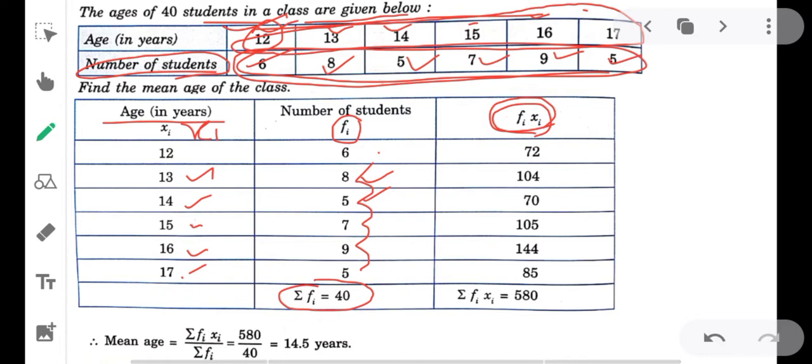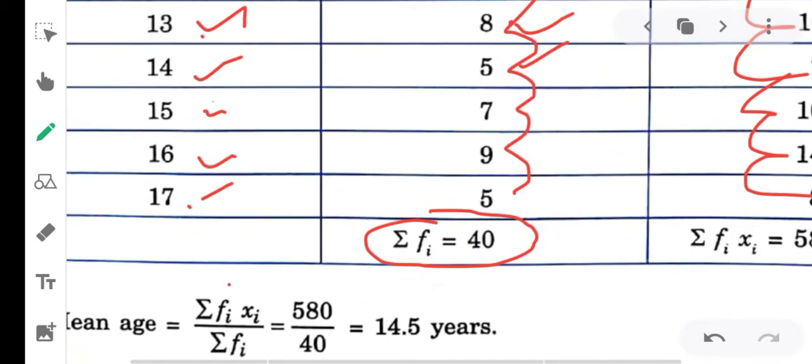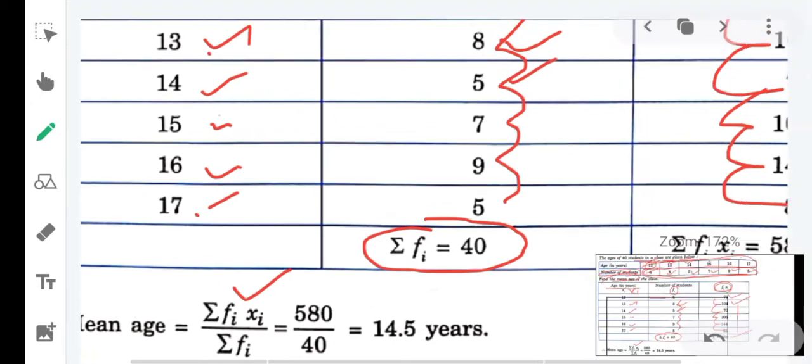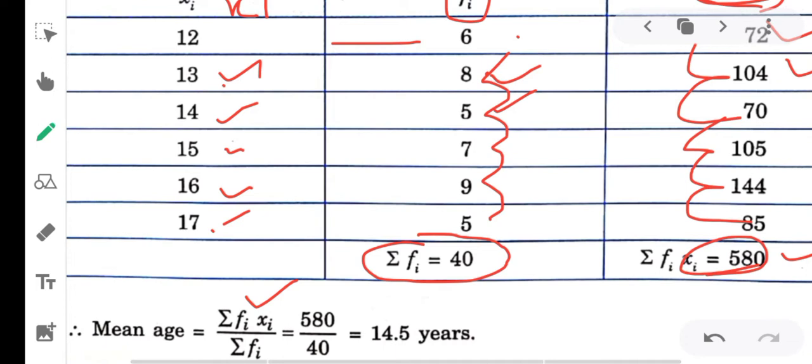for each term. So 12 into 6 is 72, 13 into 8 is 104, and so on. Then at last summation of fi xi equals 72 plus 104 plus 70 plus 105 plus 144 plus 85, that is 580. Now we have to find the mean age of this class. The formula is summation of fi xi by summation of fi. So 580 by 40 equals 14.5 years. Clear?